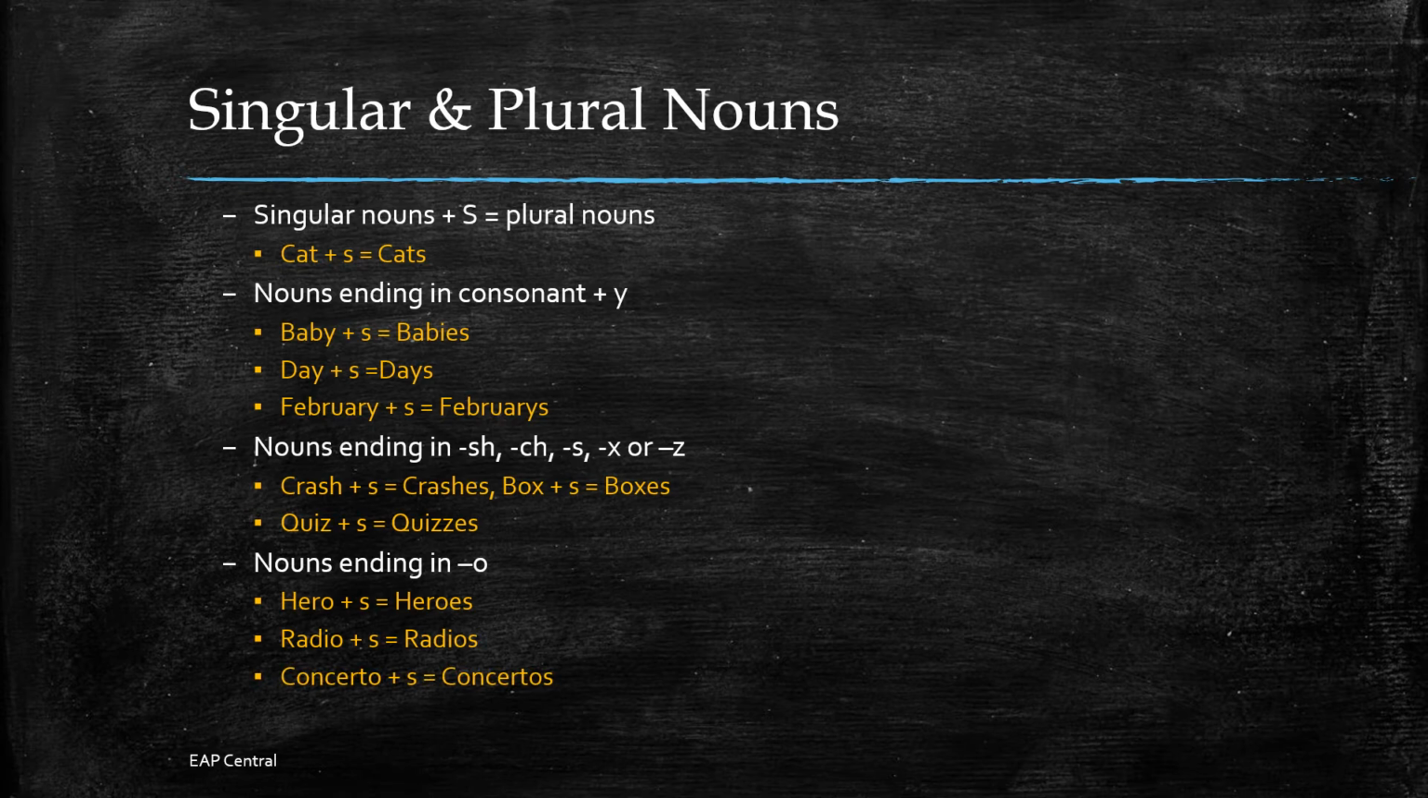Also, there are some words that are borrowed from other languages, like concerto, which is borrowed from Italian, and it ends in o. And before that, we have a consonant, like in hero. But in borrowed words, we don't change anything. So here it is concertos. We don't add any e before s to show the plurality.